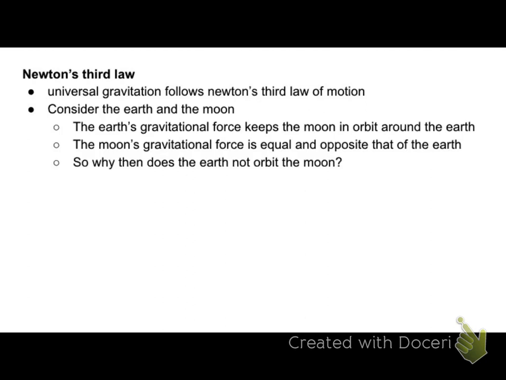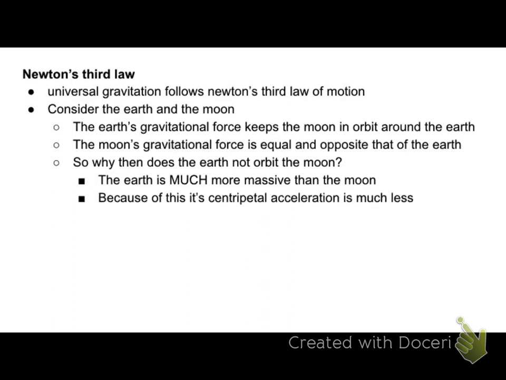So then, why does the Earth not orbit the Moon? Well, it comes back to the fact that the forces are equal in strength, but the two objects have pretty discrepant masses. The Earth is much more massive than the Moon, which means that the centripetal acceleration will be less, because force is equal to mass times acceleration. Acceleration is force divided by mass. So when you divide the force by a mass that's much larger, you get a much smaller acceleration out of it.